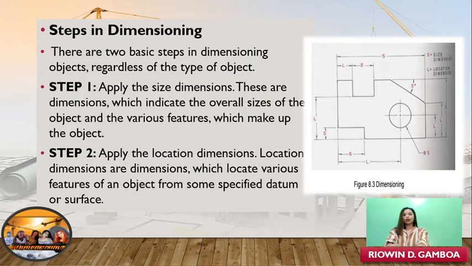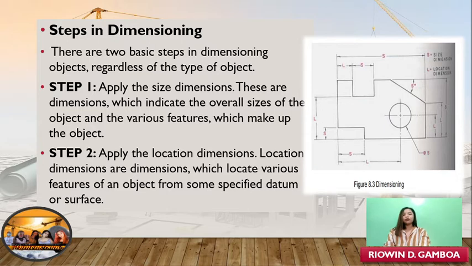Steps in dimensioning. There are two basic steps in dimensioning objects regardless of the type of object. Step 1. Apply the size dimensions. These are dimensions which indicate the overall sizes of the object and the various features which make up the object. Step 2. Apply the location dimensions. Location dimensions are dimensions which locate various features of an object from some specified datum or surface.